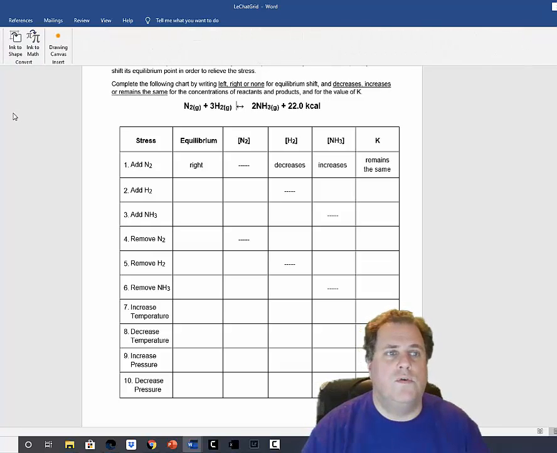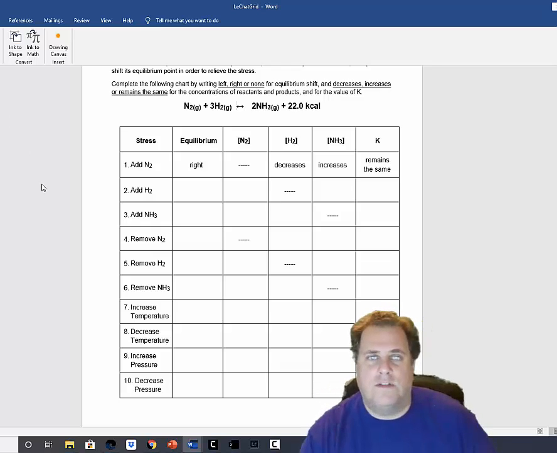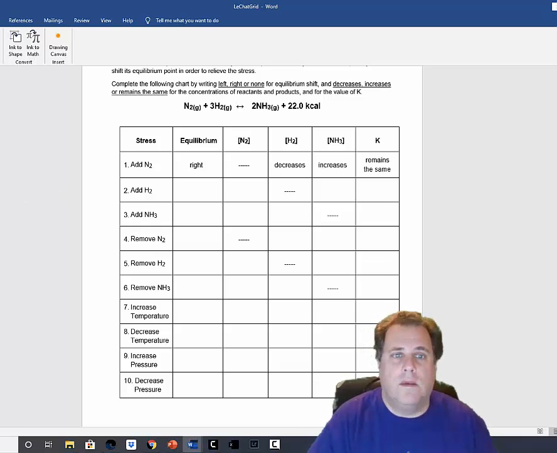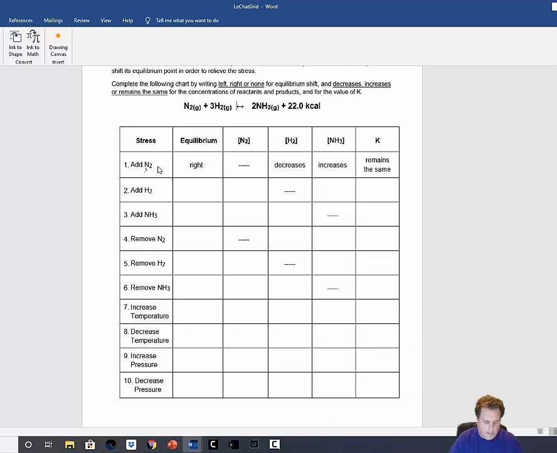Okay, I just wanted to run through the answer key for this worksheet. In reality, we covered a lot of these in the video before, but as practice, we'll just go through this. All right, so we'll even cover the first one here. So we're adding NO or N2. Okay, so we're adding on the reactant side. So we're going to shift away from the reactants, or to the right. Okay, that's not where we're going.